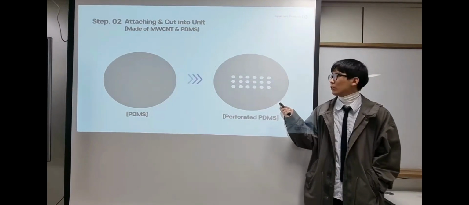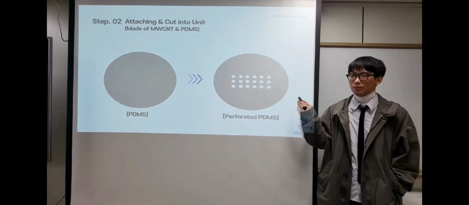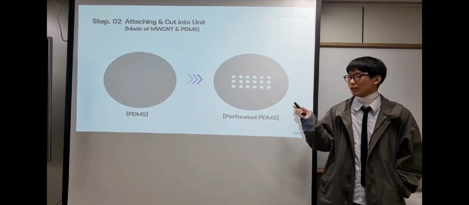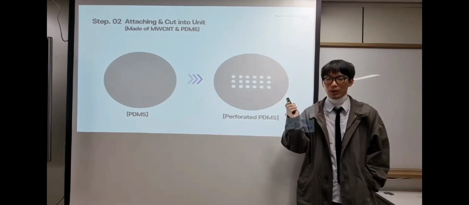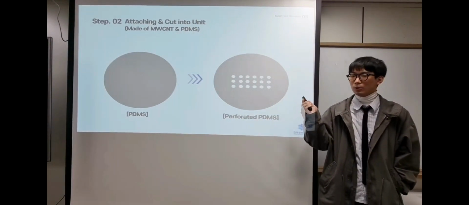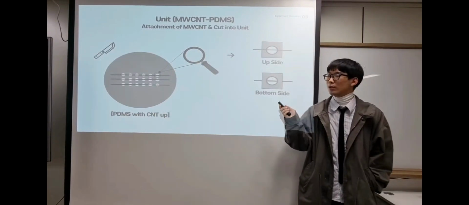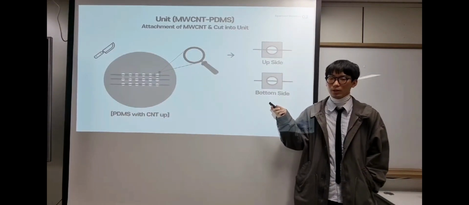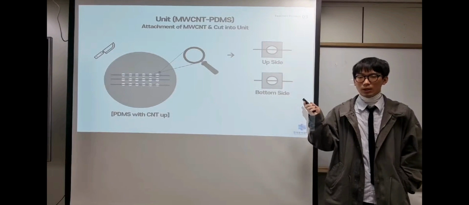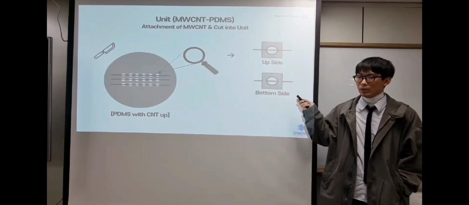Now is the time to attach CNT to PDMS. First, we need to make a hole in the PDMS. The reason is that when hydrogen is detected, it helps the CNT contact hydrogen in the atmosphere easily. We put the CNT to match the lattice of the hole and cut it as shown in the figure on the right. We named it a unit.